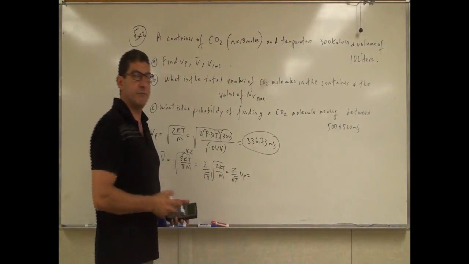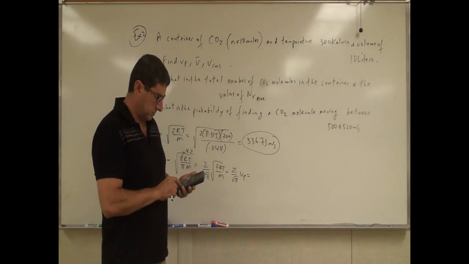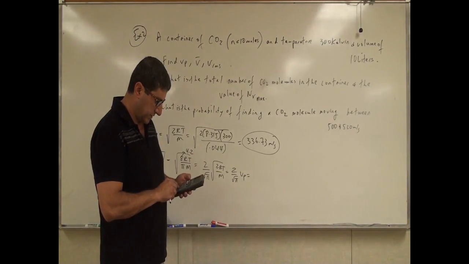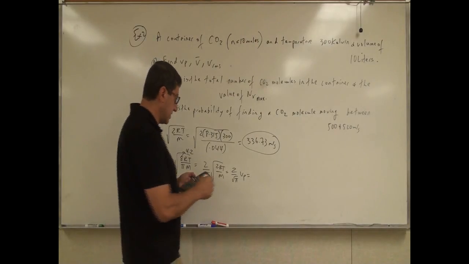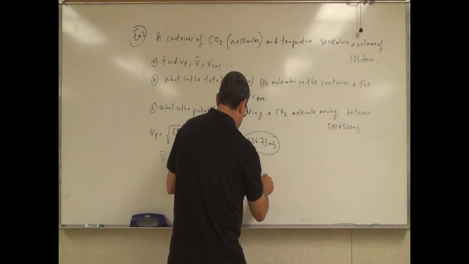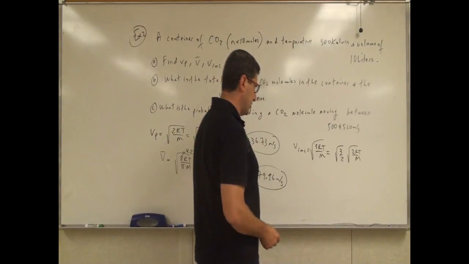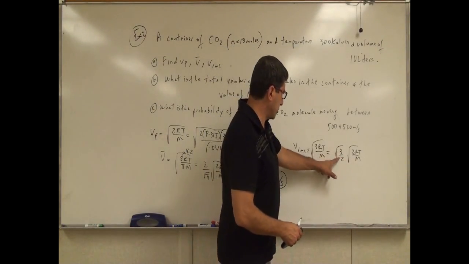So I just multiply this number by 2 over rad pi. Multiply it by 2 divided by pi to the power half, and that's going to give you 379.96 meters per second.